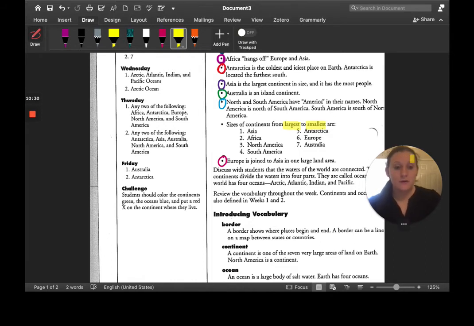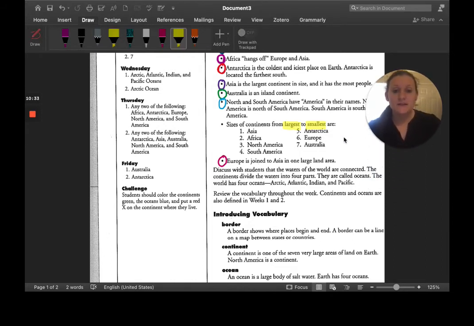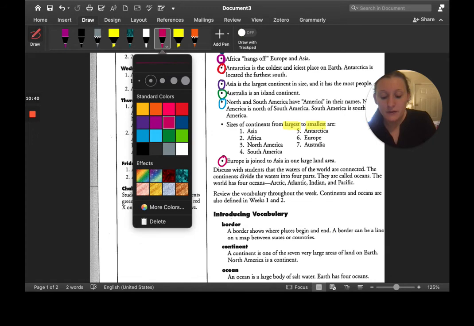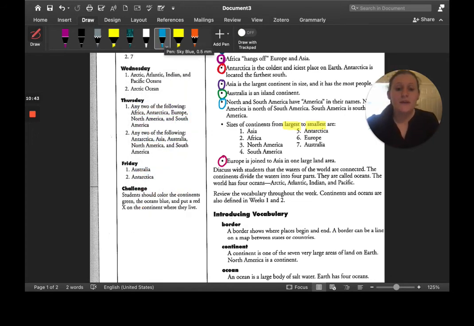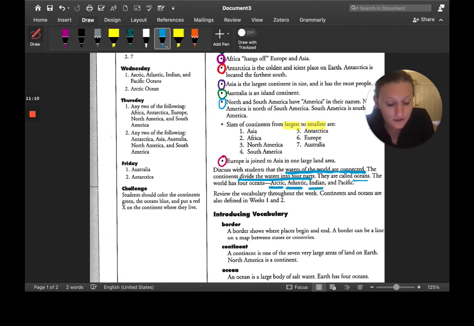So the next thing that we are going to discuss here is that the waters of the world are actually connected to each other. So we have multiple oceans, but they actually all connect together. So let's underline that here. So the waters of the world are connected. So the continents divide the water into 4 parts, and these are called oceans. And so the world has 4 oceans, and the names of those 4 oceans are the Arctic Ocean, the Atlantic Ocean, the Indian Ocean, and the Pacific Ocean.